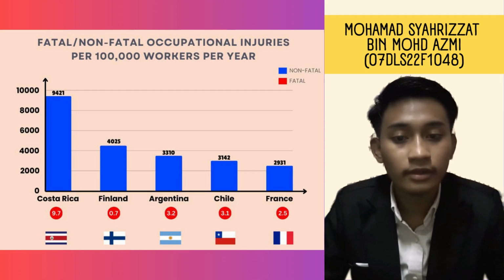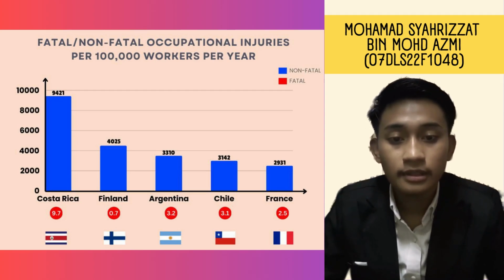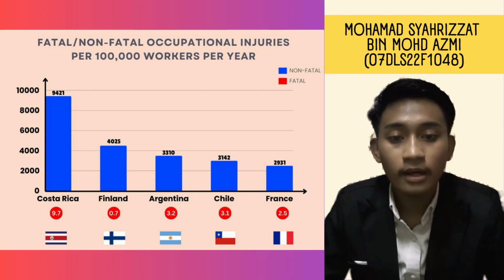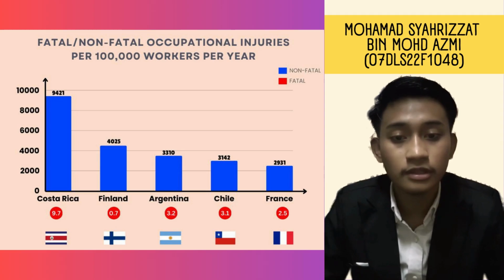relatively safer working environment. In conclusion, Costa Rica's high injury rate highlights the need for better safety policies, while Finland's low rate demonstrates the effectiveness of strong safety regulations.